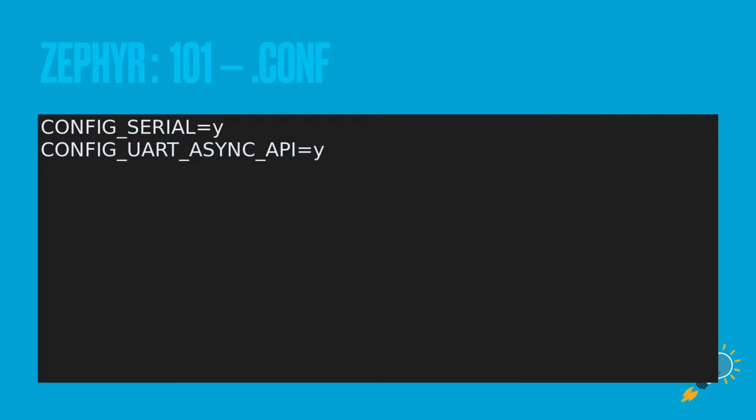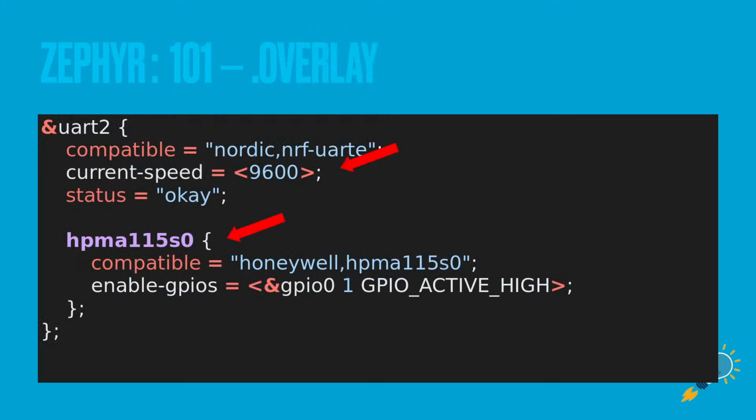At the bare minimum, we have to make sure that serial and the UART Async API are turned on. One thing you might notice is there are other APIs, like the polling API and the other one, the interrupt API. I forgot exactly what the name of it was. You can turn all these things on at the same time if you want, but they can't be used at the same time. So you have to choose at the beginning which one you actually want to use.